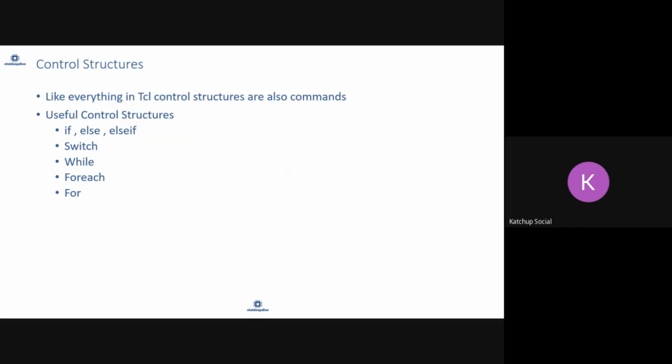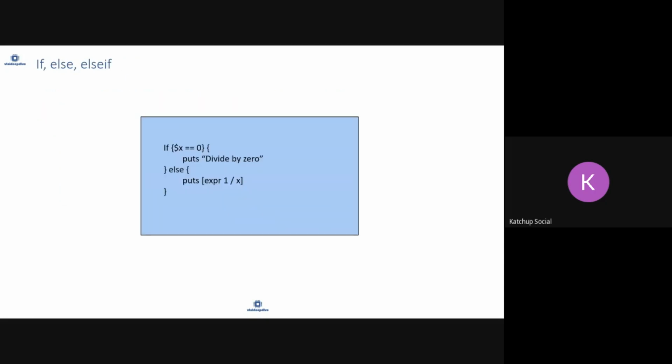Now, like anything else in Tcl, control structures are also commands. These are normal control structures like any other command. You have if, else, and else if. You have switch, which is like a case statement. We'll cover that. Then you have while loops, foreach loops, and for loops. We'll cover each of them as we go. So first is if.